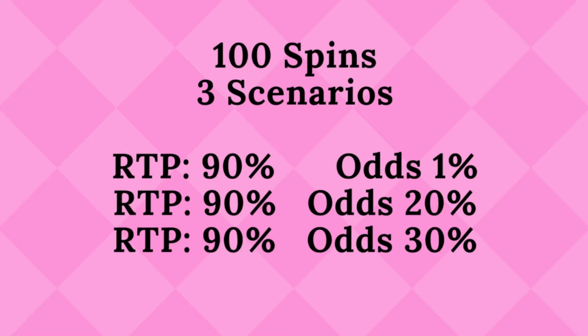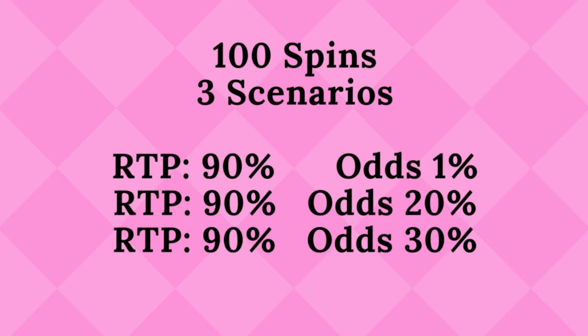They were all dollar machines, and we spun the wheel 100 times. The RTP on all of those was 90%. That's to show you that you can have a casino with 90% RTP, but the odds of each machine can be very different. You have a 30% chance on one machine, you have a 1% chance on the other.